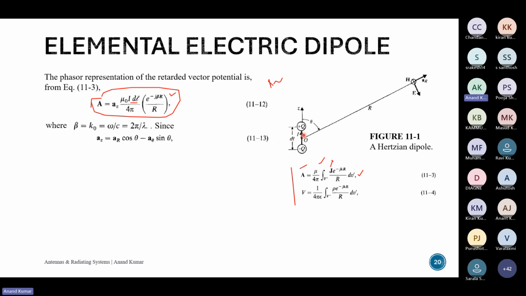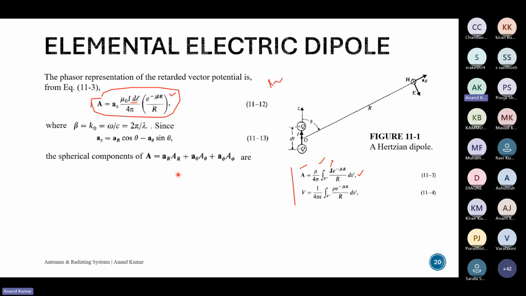Over here, what we were looking at was an XYZ coordinate system, but due to symmetry, a cylindrical coordinate system would be better suited to solve the math problem. This is just to make solving the math more convenient. So AZ is now defined as AR cos theta and A theta sine theta.